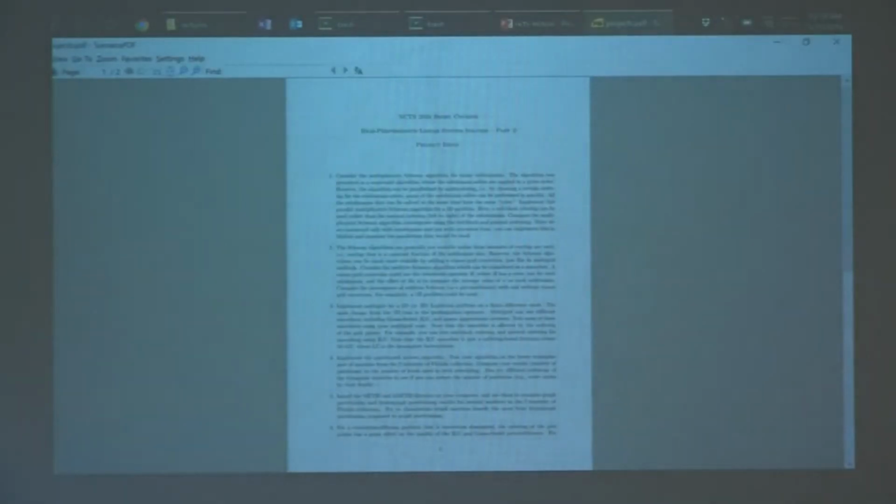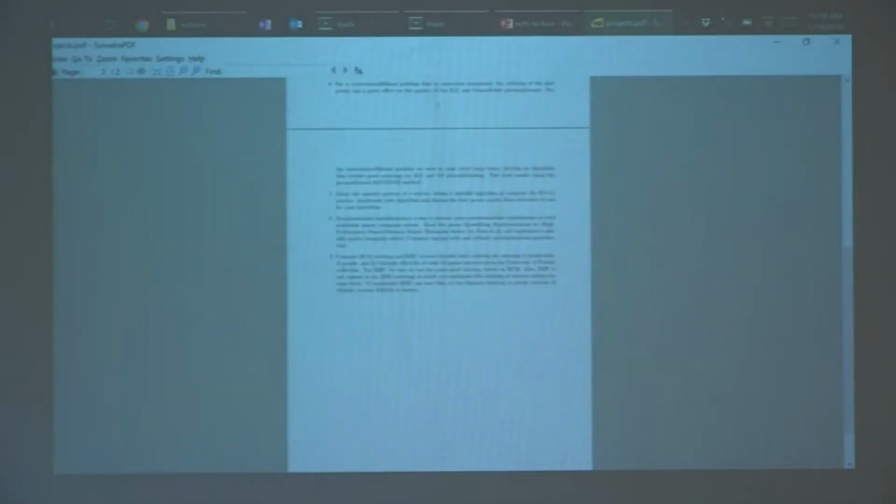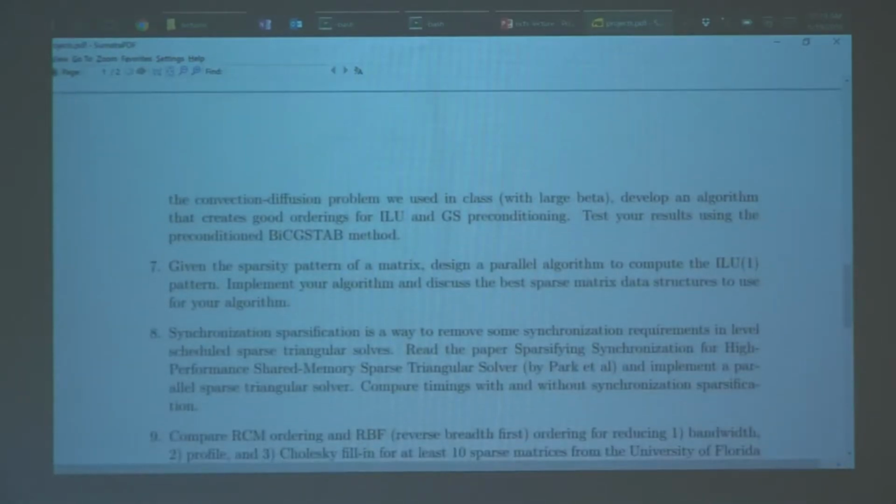Okay, next page. How do I get to the next page? Oh, here we go. Okay, so you can try that.